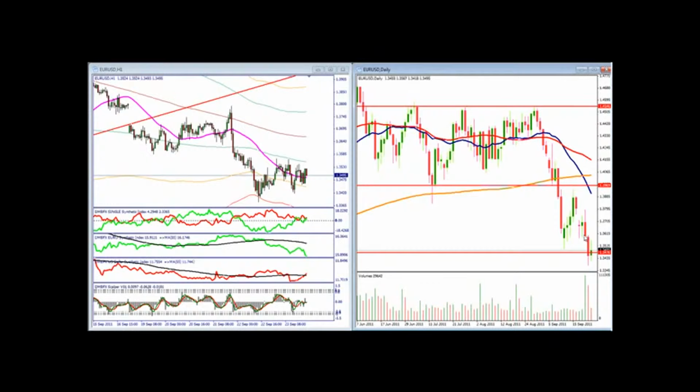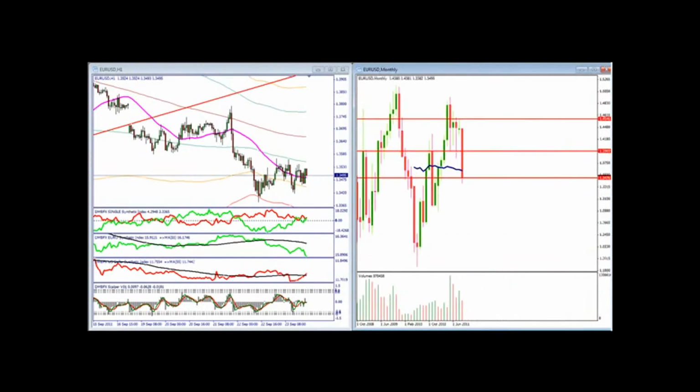Starting off with the euro dollar, we can see we did in fact test our wick low here, and now we're putting in an inside bar with that wick low, kind of a doji inside bar. If we zoom out for a second, we can start to see where we might be going. Let's grab our tool here and see what we've got going on. You can see what we broke. We already broke that with September's candle. So now we'll have to see what happens in here.